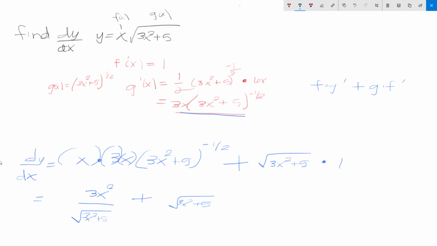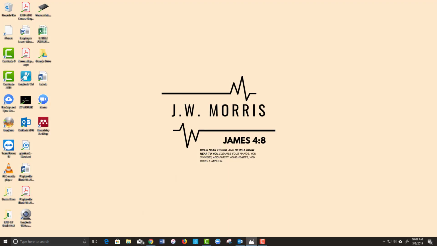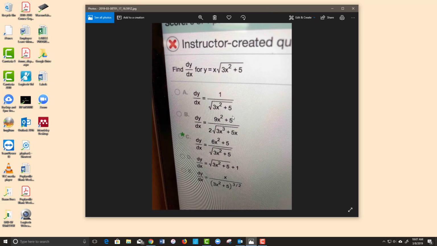Normally I would end here, but here's the problem with this question. It's multiple choice, and that's not one of our choices. What I just had was a fraction plus a number. Everything that they have is either just one fraction or no fraction at all. So let's get this into one fraction.